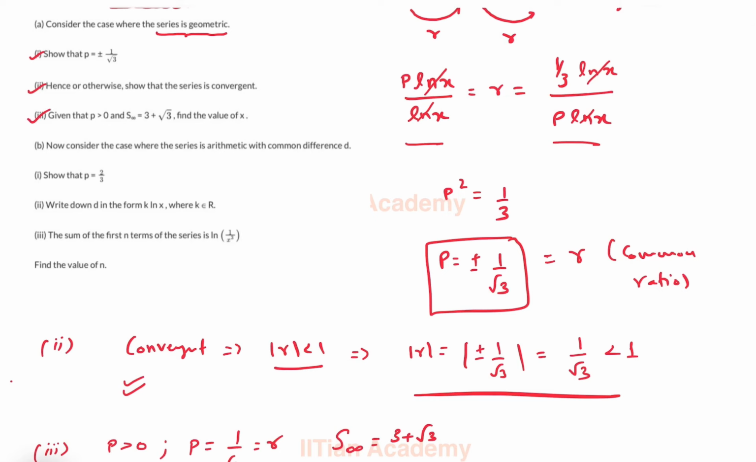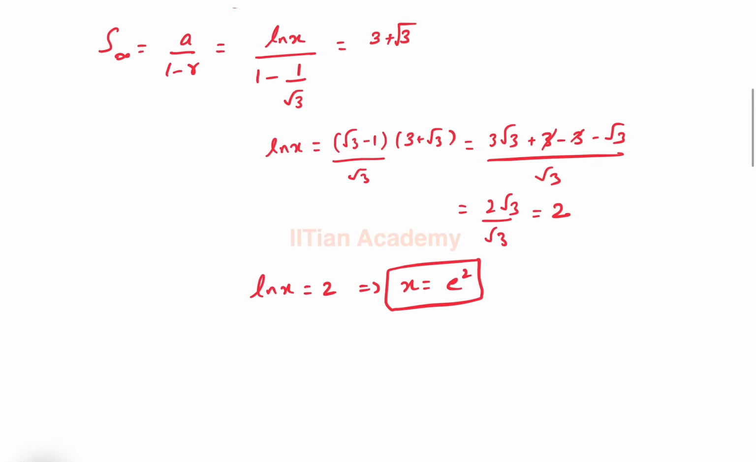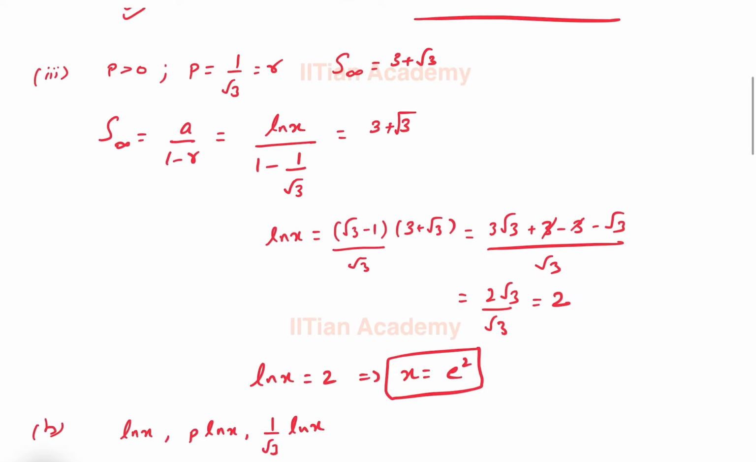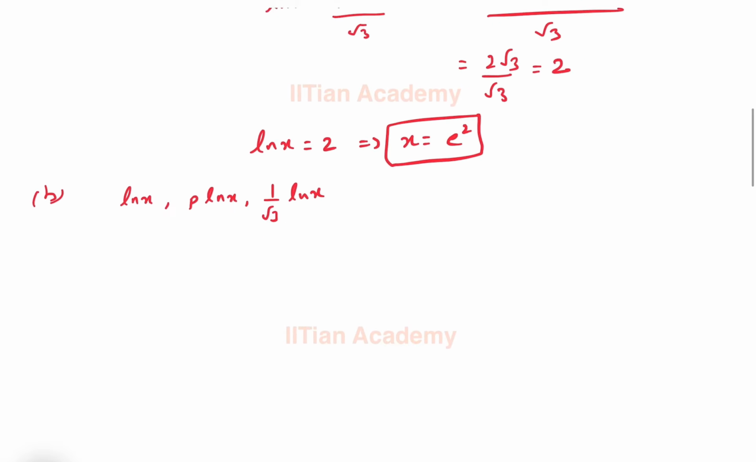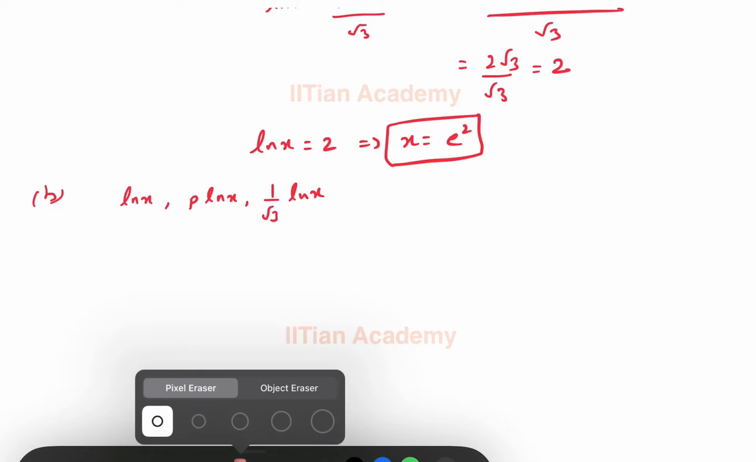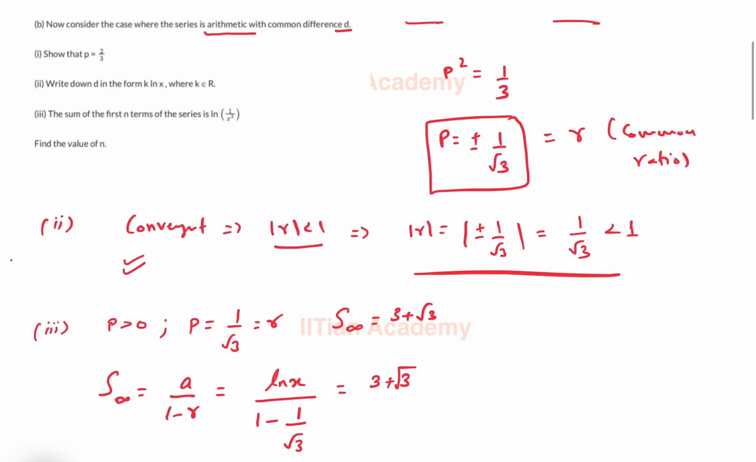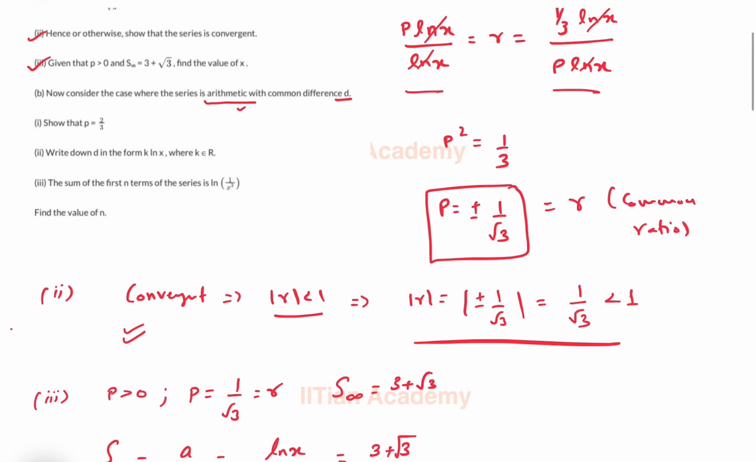So we have solved first, second and third. Now consider the case where the series is arithmetic with common difference d. Now in the b part, it is given that the series natural log of x, p times natural log of x and 1 by 3 natural log of x, sorry, 1 by 3 natural log of x. So we are given that these three terms are now in arithmetic progression.